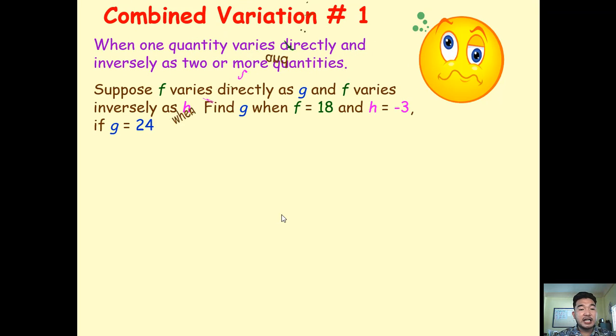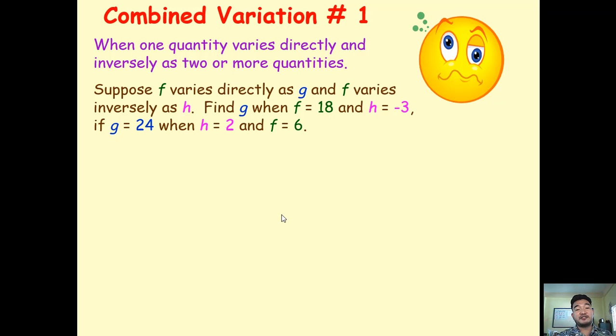Let's have here an example. Suppose f varies directly as g and f varies inversely as h. What does that mean? We will see later. Find g when f is 18 and h is -3, if g is 24 when h is 2 and f equals 6.